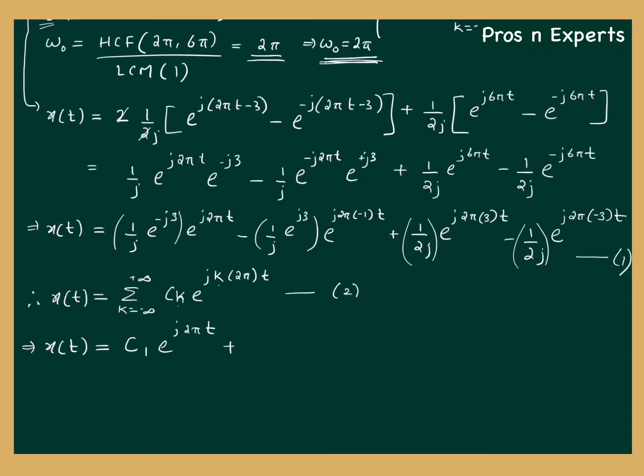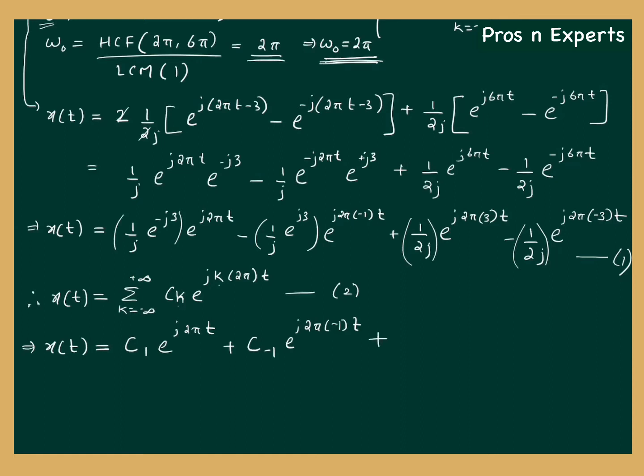Plus, what is the next term? Next term has e raised to j 2 pi into minus 1 t. You compare it with e raised to j k 2 pi t. So what is k? K is simply minus 1. And what is c of minus 1? If k is minus 1, you call it c minus 1. Whatever be the coefficient of this signal, that is c minus 1. So I can write it as c minus 1 e raised to j 2 pi minus 1 into t, because k is minus 1 there.